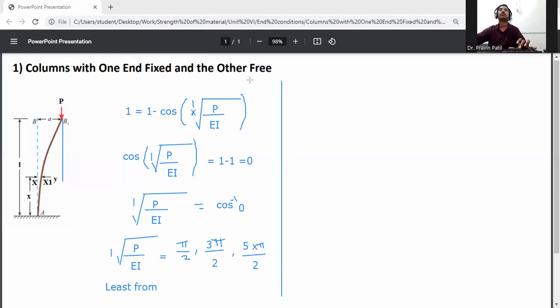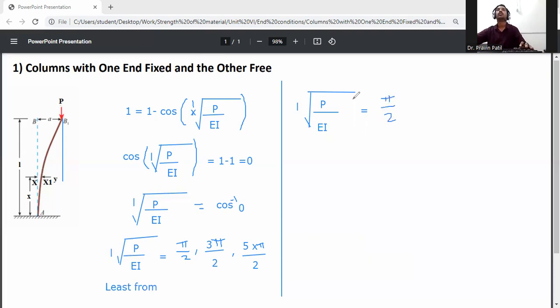So it will get one value. So L root of P by E is equal to pi by 2.